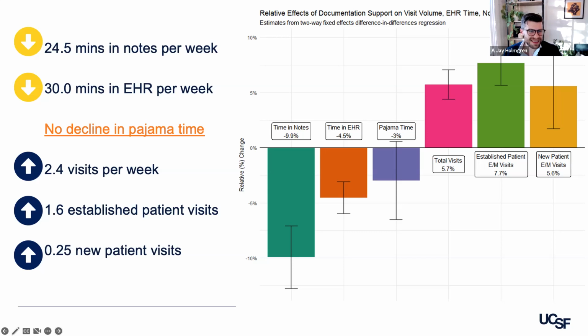And one of the reasons that explains that is we actually see a pretty big increase in the amount of visits per week that a physician can perform when they have a scribe. So we've got an increase of almost 6% in total visits, 7% in established patient evaluation and management visits, and 5.6% in new patient evaluation and management visits. So what we can see here is a pretty low cost, effective intervention to increase the capacity of our physician workforce.